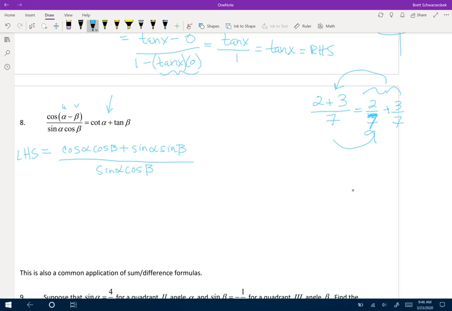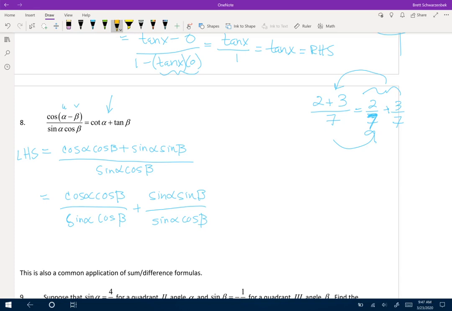And if you do that, you're going to end up with the following. Cosine alpha, cosine beta over the denominator, sine alpha, cosine beta, plus the other part of the sum in the top, sine alpha, sine beta, over the same denominator, sine alpha, cosine beta. Now, if you look at each one of these fractions separately, everything is multiplication and division. Therefore, you can now simplify.